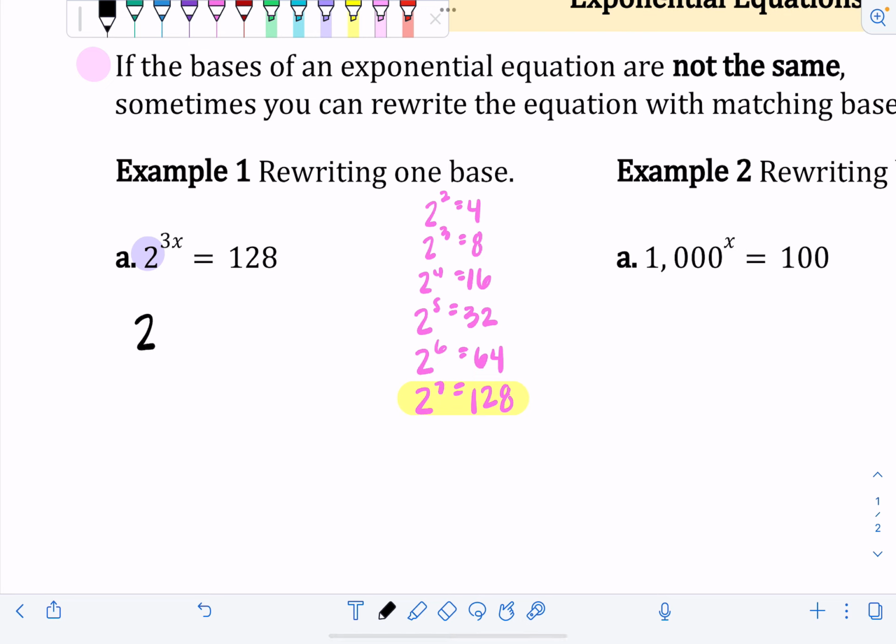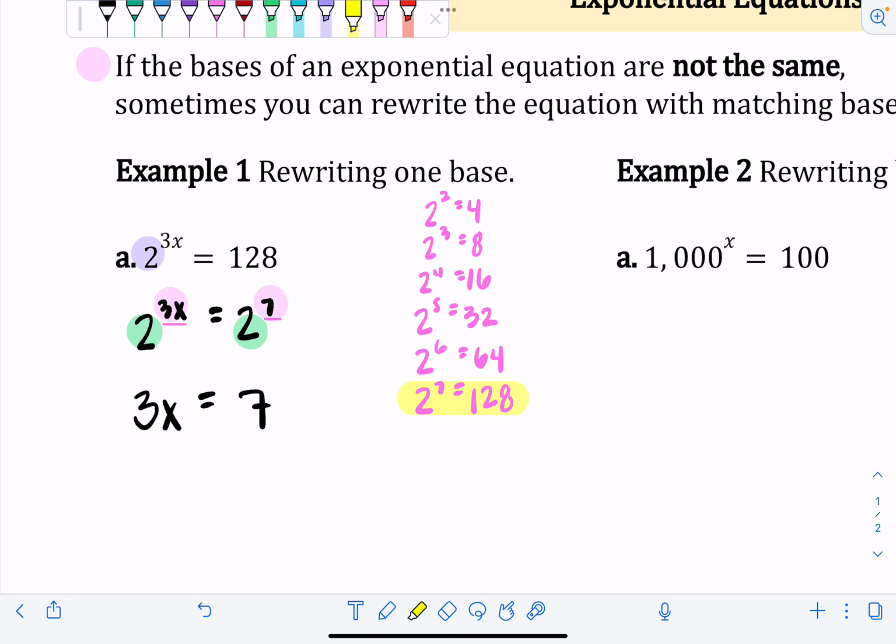So it'd be 2 to the 3x equals, instead of 128, 2 to the seventh. From here to here, I'm not changing the value, I'm just rewriting the base. And now I have the same base, both 2's. Because I have the same base, I can set the exponents equal to each other. One is a 3x, one is a 7. So it'll be 3x, oops, not 3 to the x, but 3x, and then equals 7.